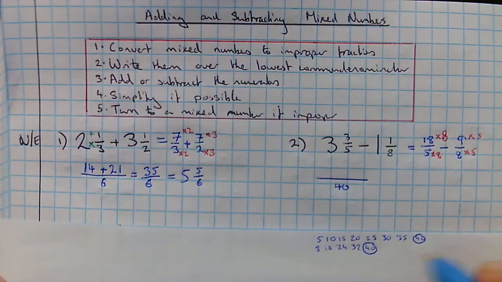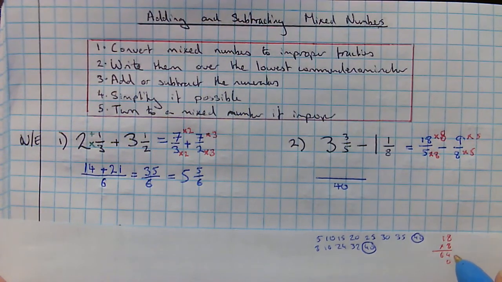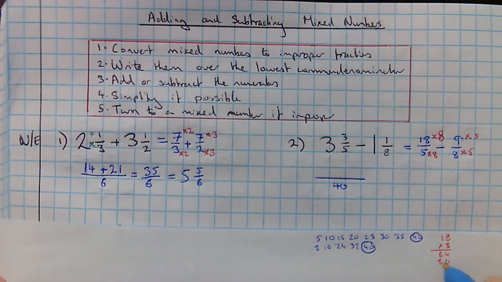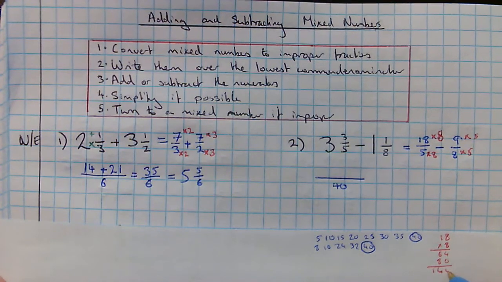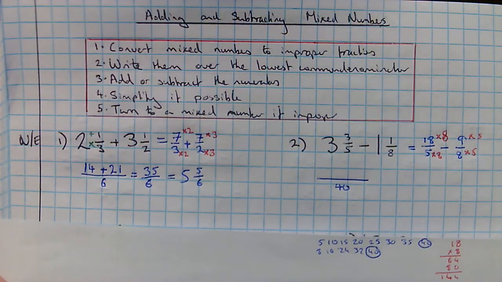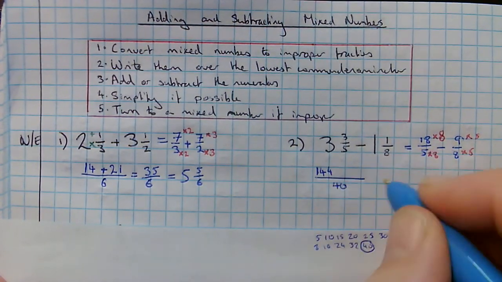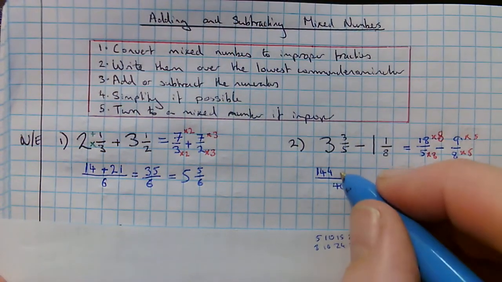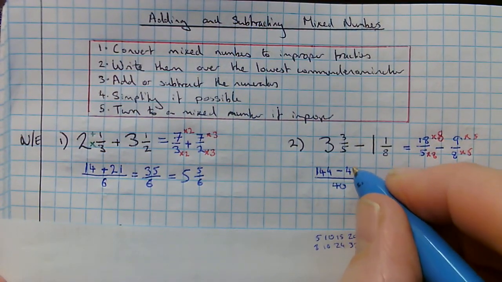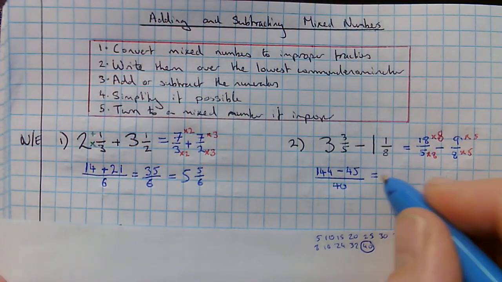18 times 8. Well, let me just do that down here. 18 times 8. 8 times 8 is 64. 8 times 1 is 8, so I put in my zero, it's 80, so it's going to be 144. So 80 and 64 is going to give me 144 up here. And we can quite quickly find that the numbers become quite big. So I've got 144 over 40. Here I've got take away 9 times 5. 9 times 5 is 45. 144 take away 45 is going to give me 99 out of 40.